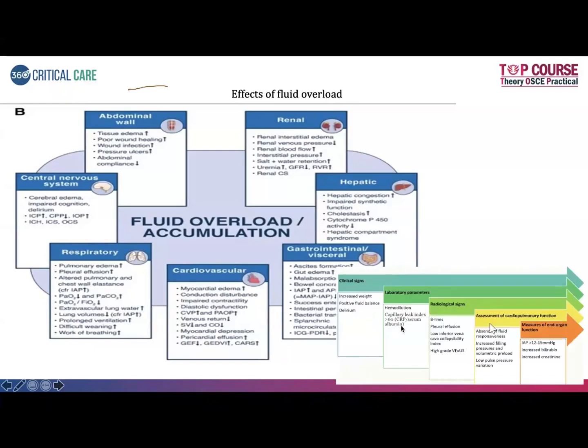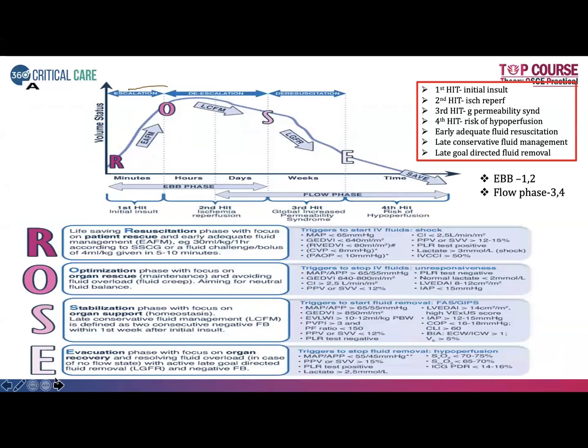So those were the clinical signs we saw. Lab parameters are mostly hemodilution related. Radiological signs: X-ray effusions, B lines on ultrasound, and VExUS. High-grade VExUS is something that you need to look for. In the assessment of pulmonary function, your perfusion pressures and your pulse pressure variation, everything will be on the higher side. So this is a very important slide. It has a lot of details in it, so we'll go one by one.